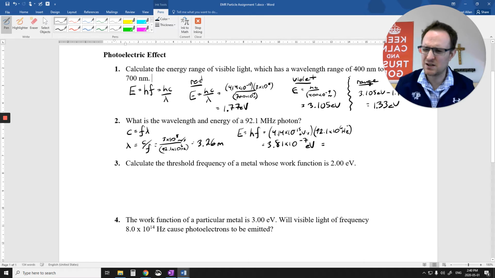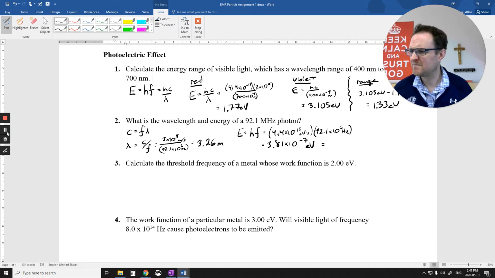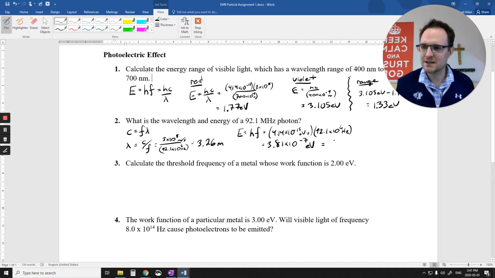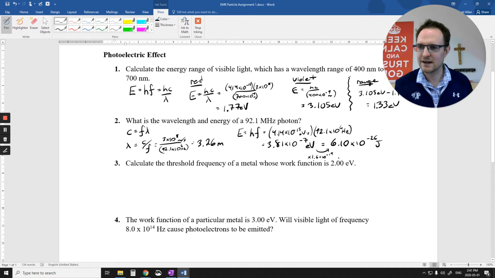If you want to, we can also change this into joules. I might as well just do that. So I'm going to times it by the conversion of 1.6 times 10 to the negative 19. And I'm going to get 6.10 times 10 to the negative 26 joules. So here I just times by 1.6 times 10 to the negative 19. I like that. That looks like a happy face there. That's how many joules for every electron volt.